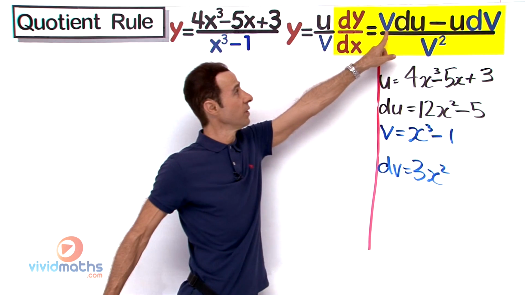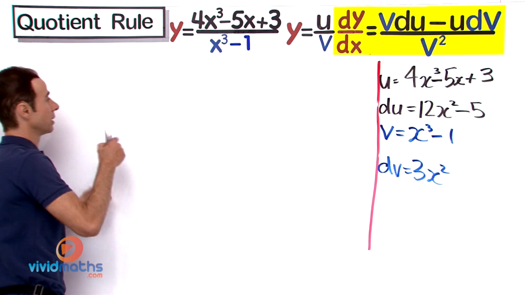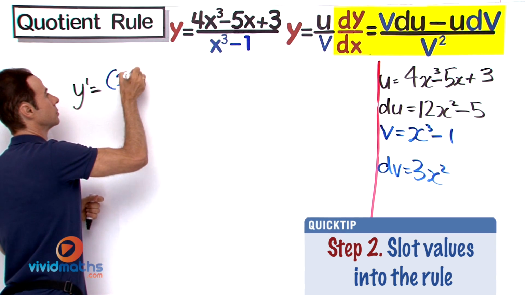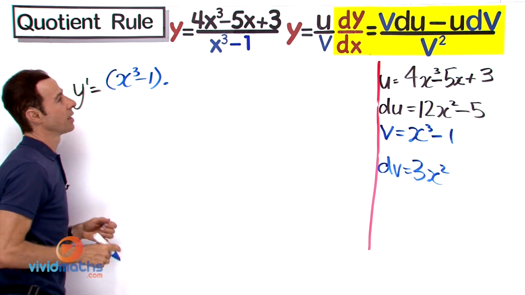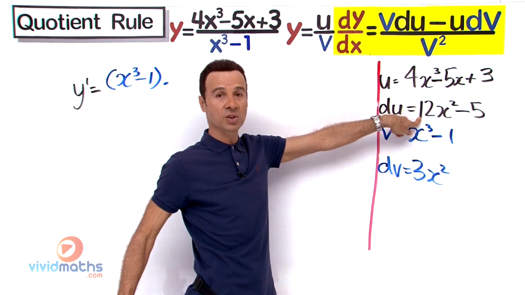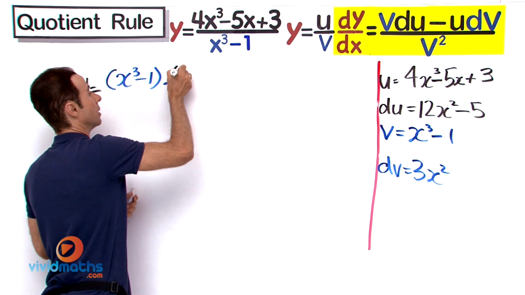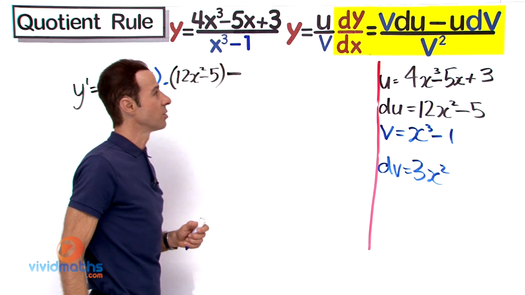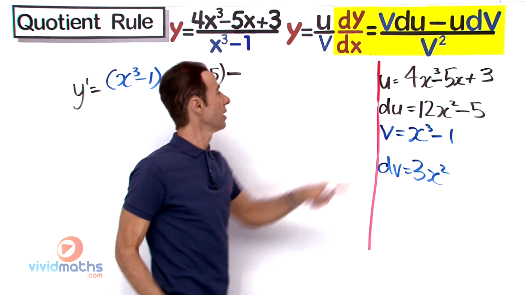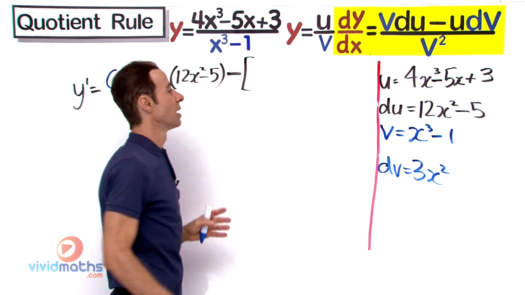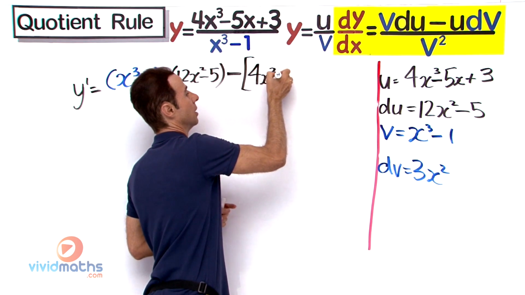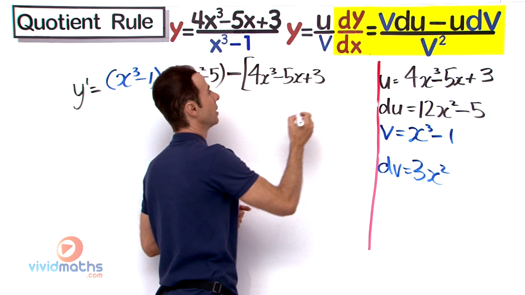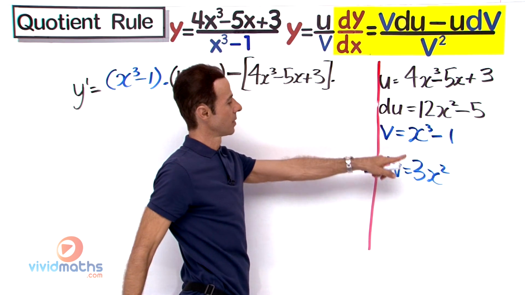We start off here with v in blue. So here's our v, x cubed minus 1. And we multiply that by du right there. Let's find du. There it is, 12x squared minus 5. And we subtract, as it says in the rule up there, u times dv. Where's our u? There it is right there. I'm going to put some parentheses there to ensure we don't make any errors. So we take it bit by bit, 4x cubed minus 5x plus 3, and we multiply that by 3x squared, which is dv.